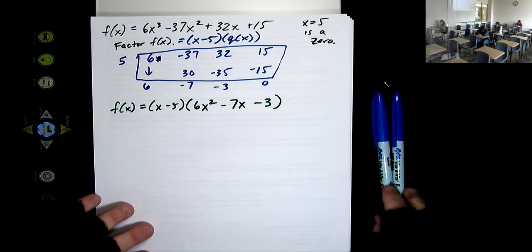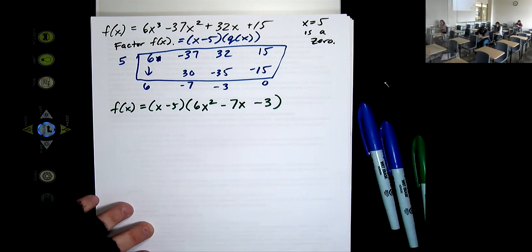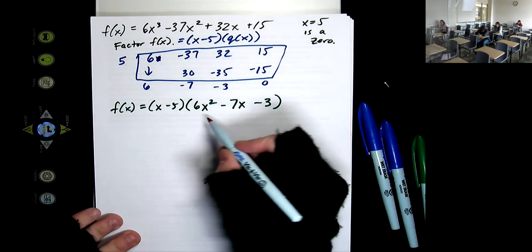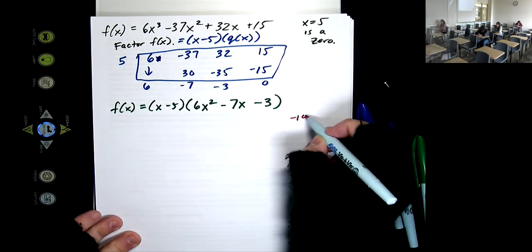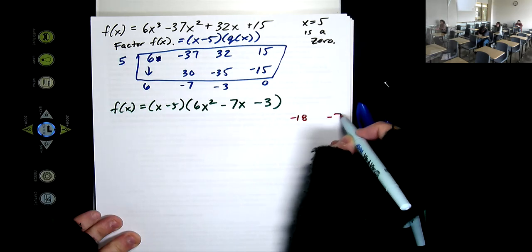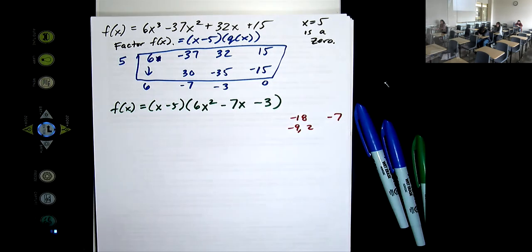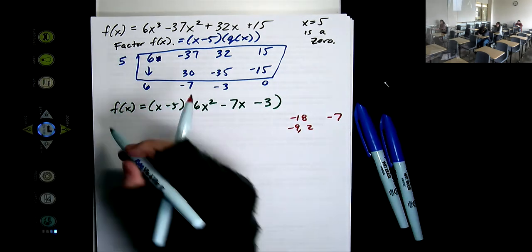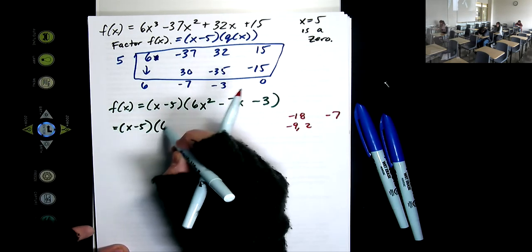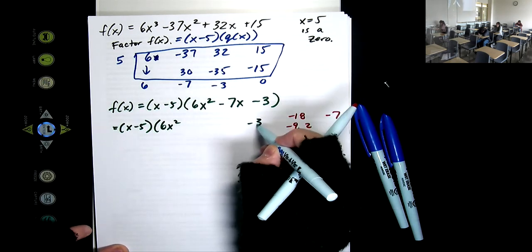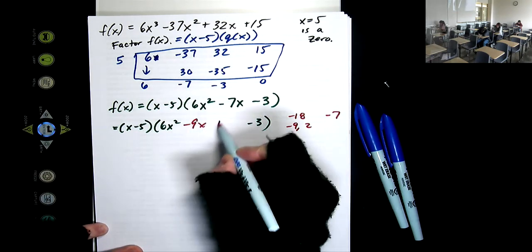At this point, we have a quadratic function left to factor, right? We can factor this. So if I want to factor this, I need things that multiply to -18 and add to -7. -9 and 2 work. So I'm not going to forget my x minus 5. I've got 6x squared minus 9x plus 2x.